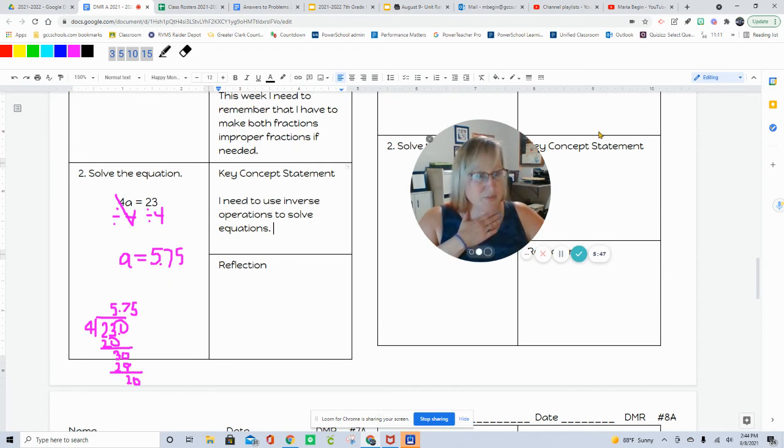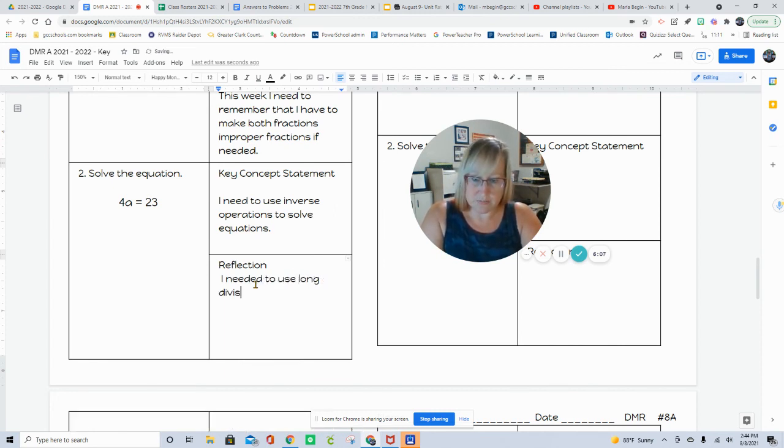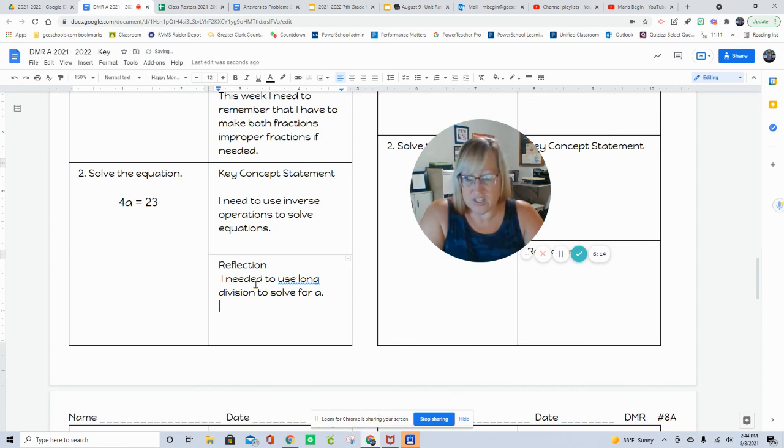What can your reflection be? Your reflection can be anything that you want it to be that it makes sense. This week I remembered I need to... In this particular problem, I'm going to put I needed to use long division to solve for A. It's a true statement. It also tells me that you know what long division is. You know how to properly use that decimal. So that is a little bit more things that mathematically make sense. That's today.